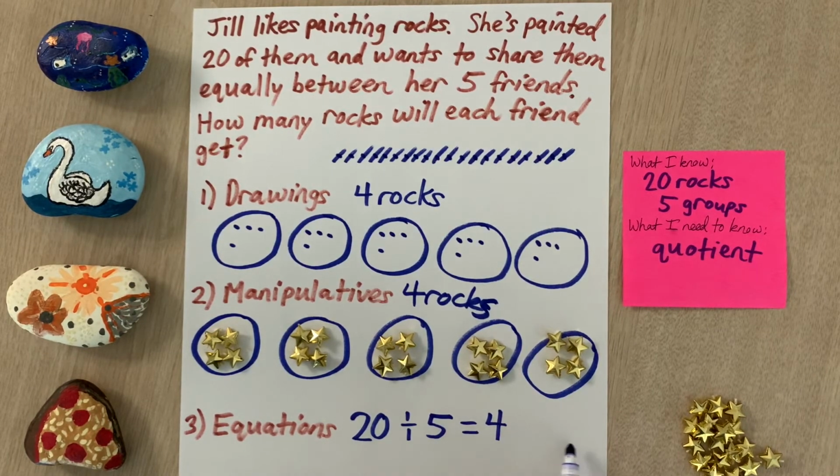Now I'm missing something right here. Do you know what I'm missing? If you said the unit, you are correct. We have to know the item that we're referring to, which in this case is rocks. So Jill is going to give each friend 4 rocks. So our unit is rocks. So again, if Jill painted 20 rocks and she wants to divide them or share them equally among her 5 friends, then each friend would get 4 rocks because there's 4 stars in a pile or 4 dots in a pile. Okay, so let's try another word problem now.